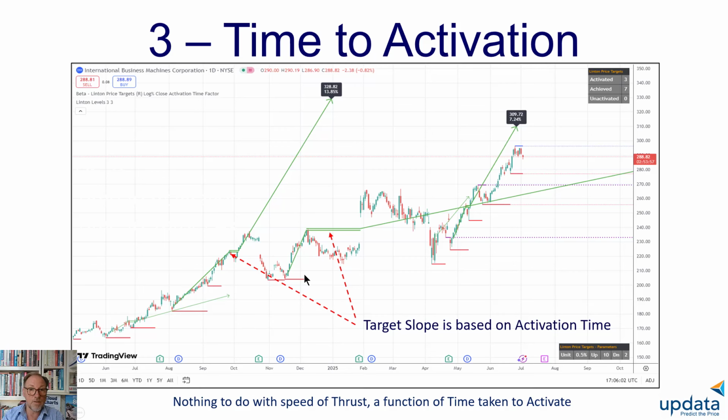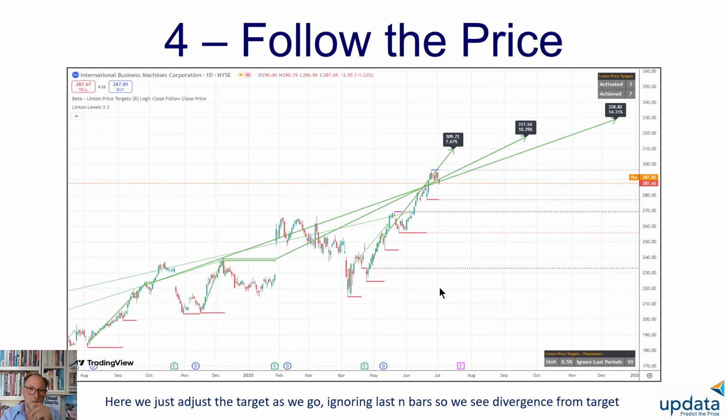It might over exaggerate things, but the different slopes, different times to activation, are producing the different target slopes. The fourth one is another really quite interesting one, which is where we just say we don't actually know. We're just saying that we're going to track the price as we move towards the target. And so all of these previous targets are crossing through a price.